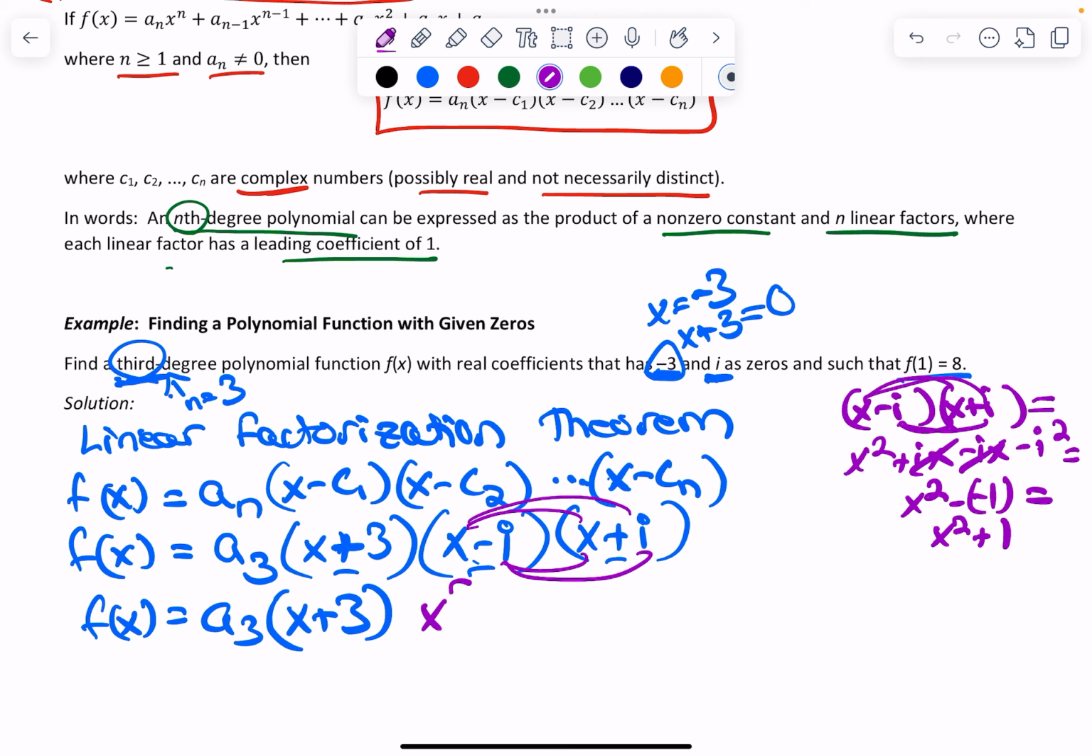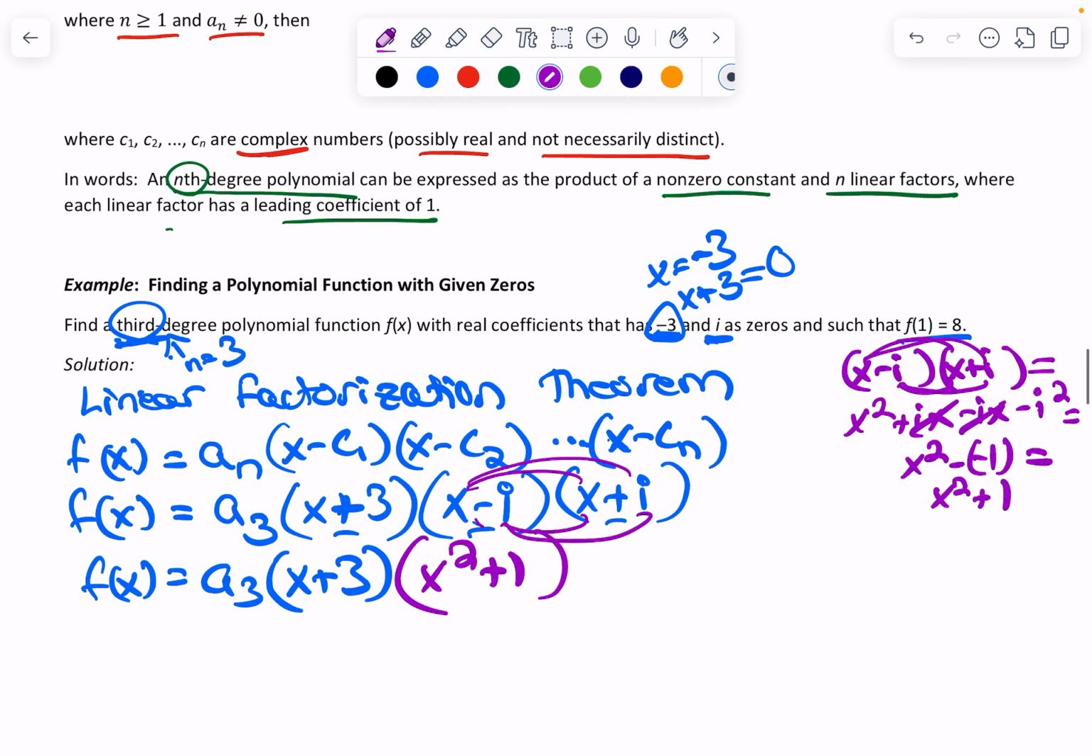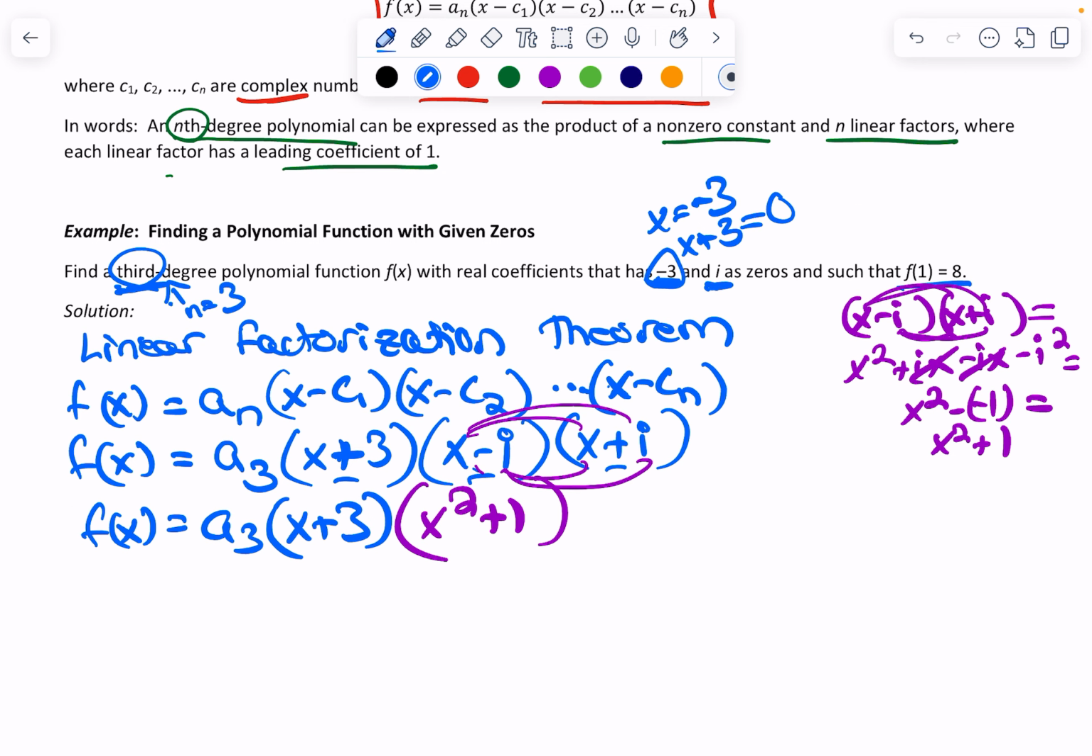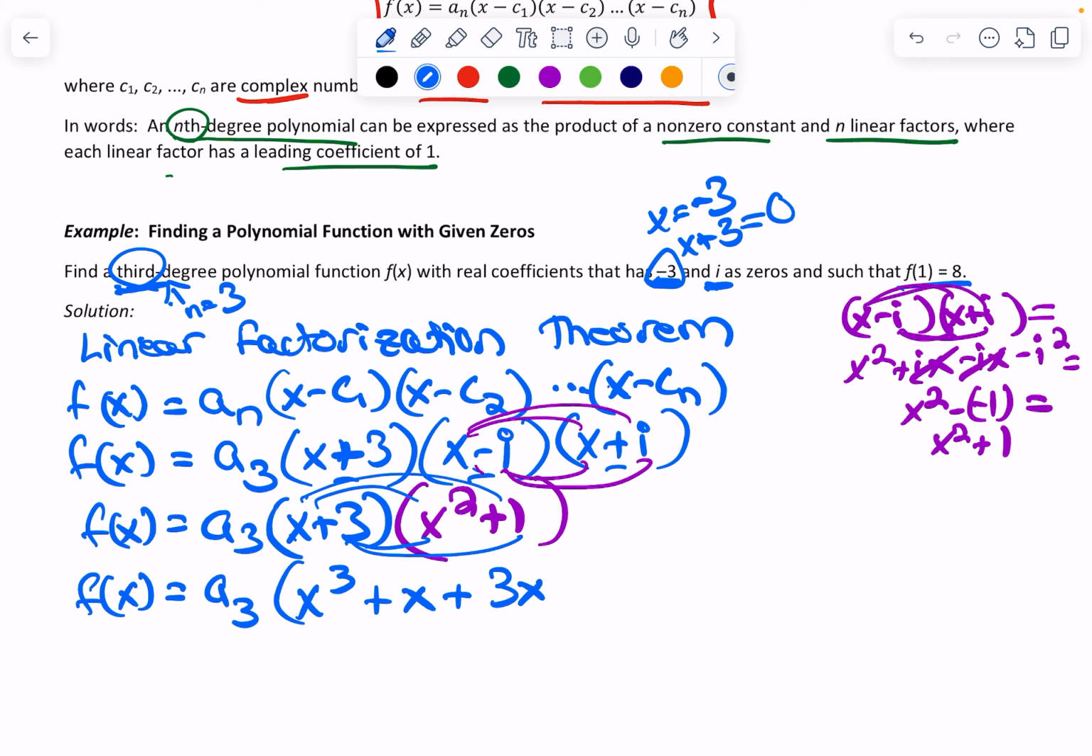And this is why we did the FOILing of the conjugate pairs first. Now we're going to go ahead and FOIL these two. So we get a sub 3 times x cubed plus x plus 3x squared plus 3.